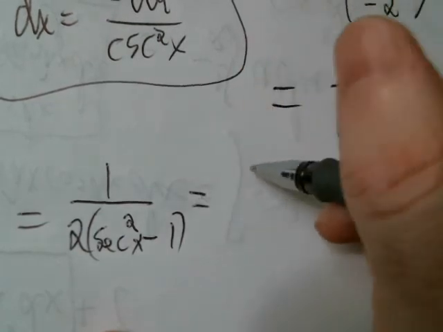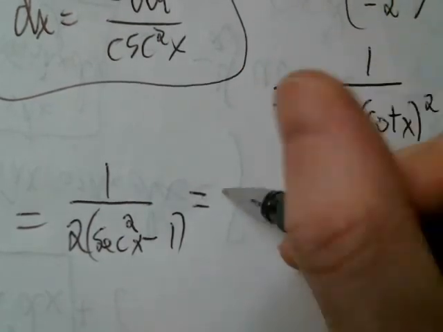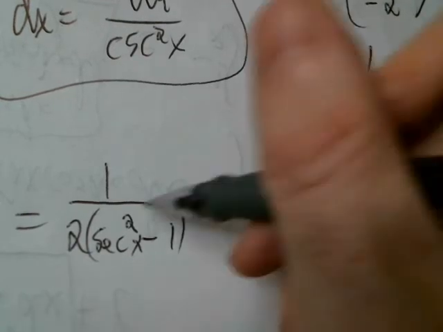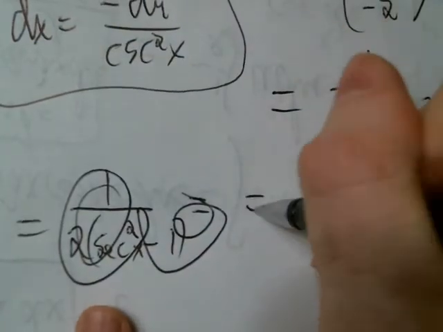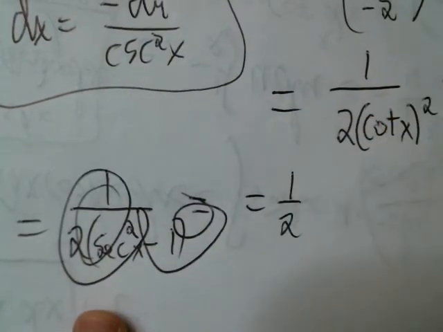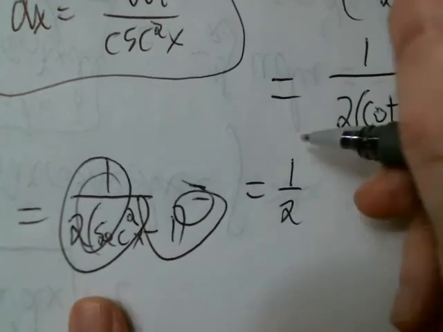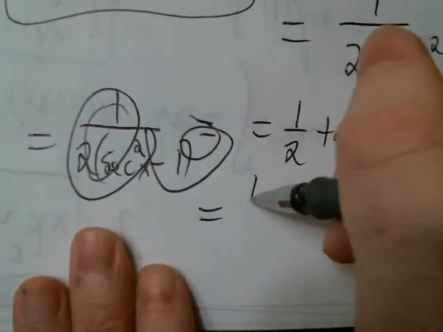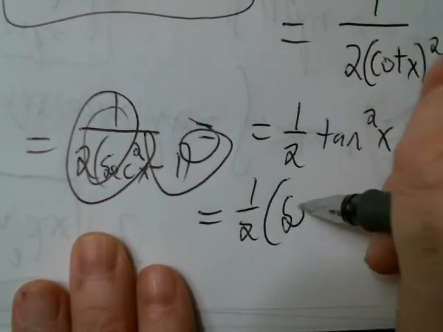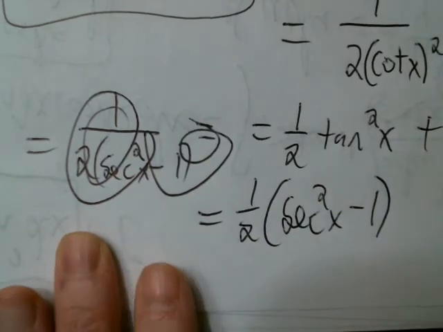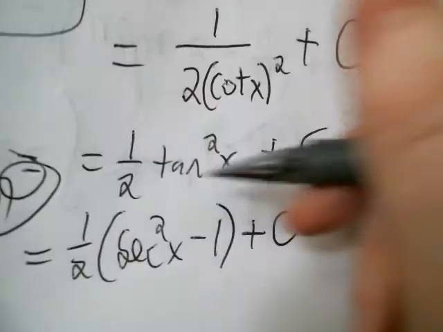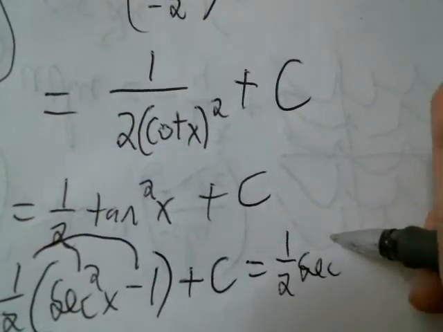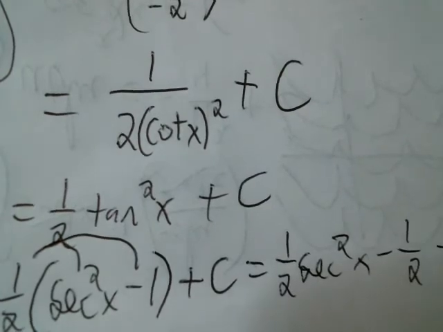And then what did they do there? Okay, I see what they did. They rewrote this first off as 1/2. 1 over cotan is the same as tan. So you get 1/2 tan squared x plus c. And then this is equal to 1/2 times secant squared x minus 1 by the Pythagorean identities. And then you could distribute the 1/2. So then that would equal 1/2 secant squared x minus 1/2 plus c.